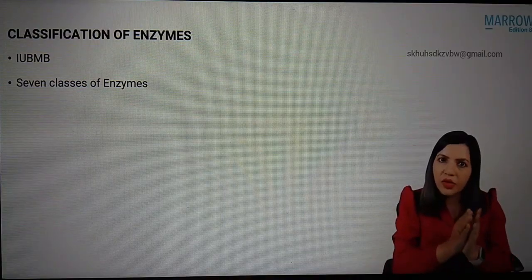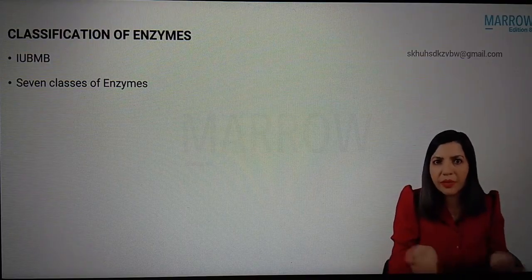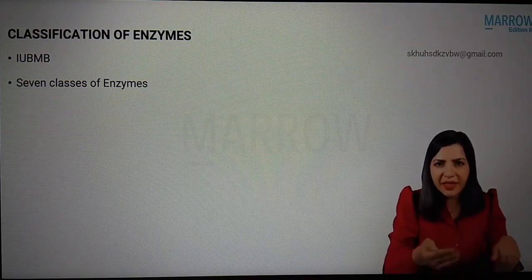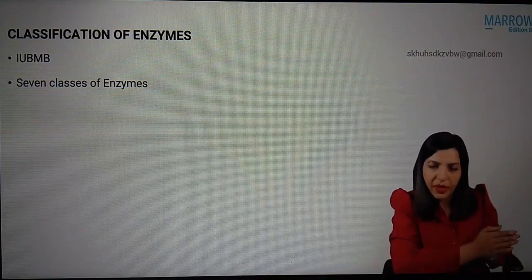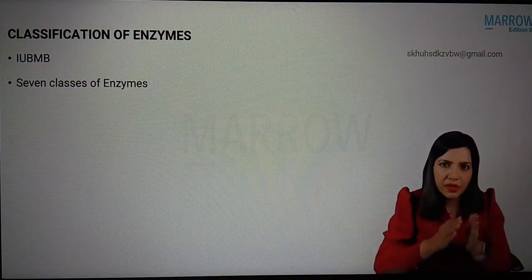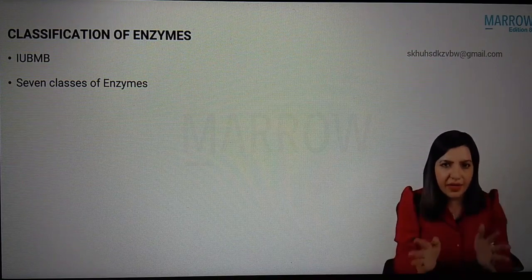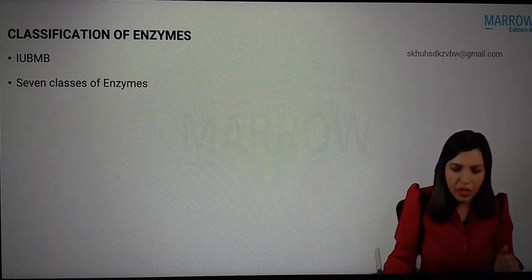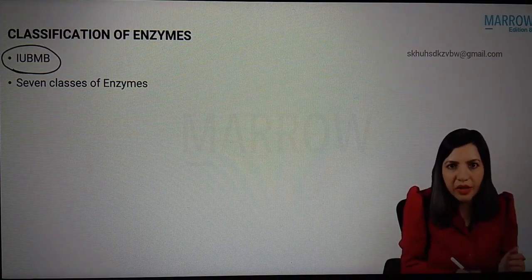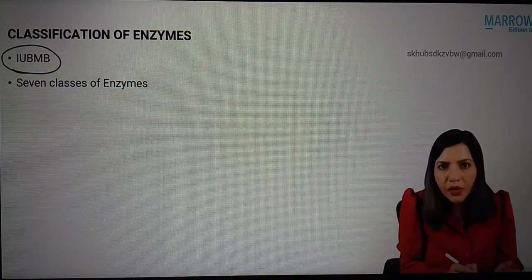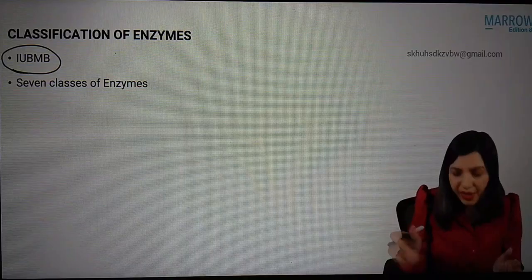So that is what is called a trivial name based on reaction. Mostly it is based on the reaction mechanism. Sometimes it can be based on the substrate it acts on. But most of the time, the trivial name is based on the reaction mechanism. So that is one thing. In order to prevent such chaos, we give a unique number to every enzyme. That was done by the International Union of Biochemistry and Molecular Biology, called IUBMB. So IUBMB gives a unique number to every enzyme.